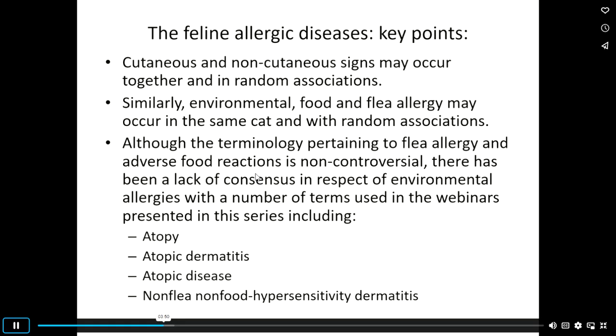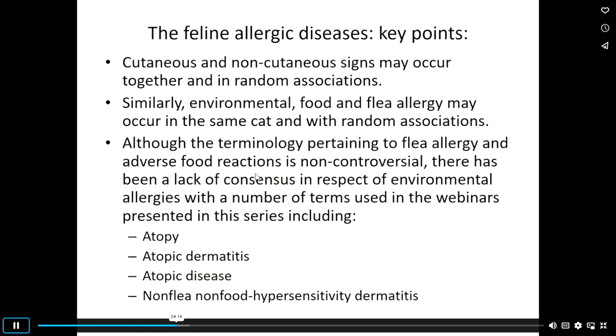Important to note that cutaneous and non-cutaneous signs may occur together and in random associations. So you can have a cat with asthma that also develops allergic dermatitis. Similarly, environmental, food, and flea allergy may occur in the same cat and with random associations.